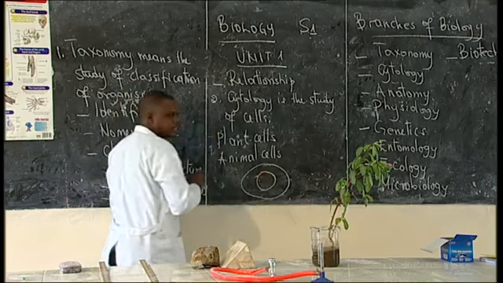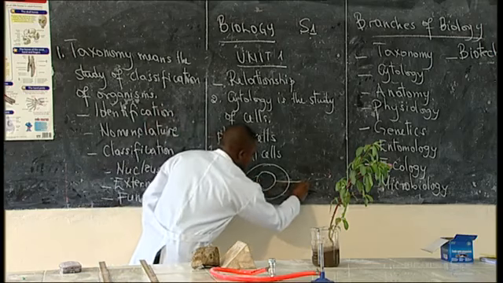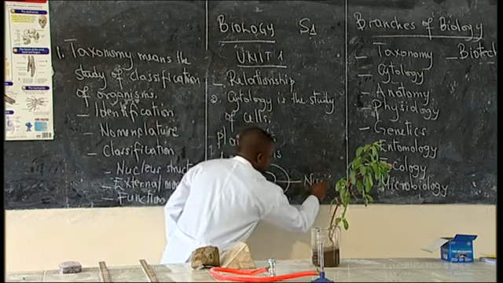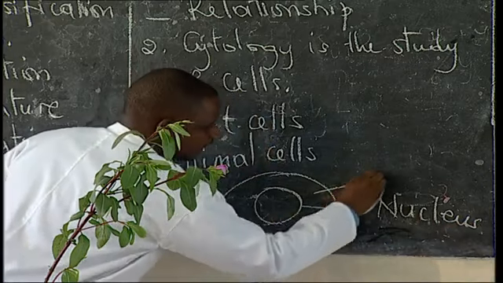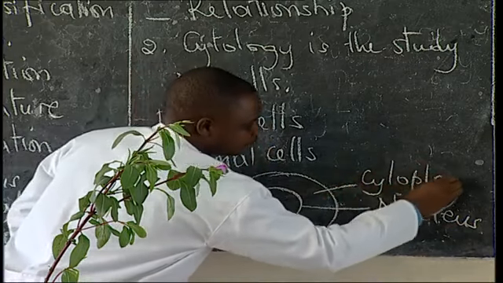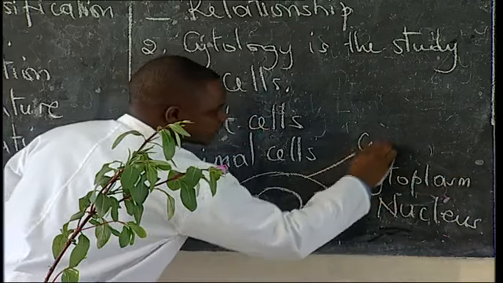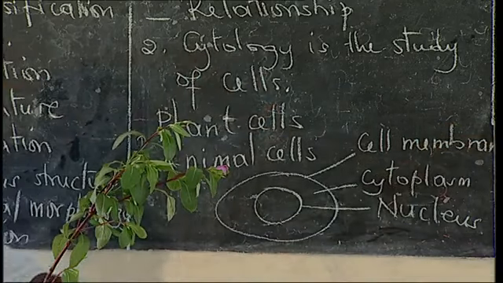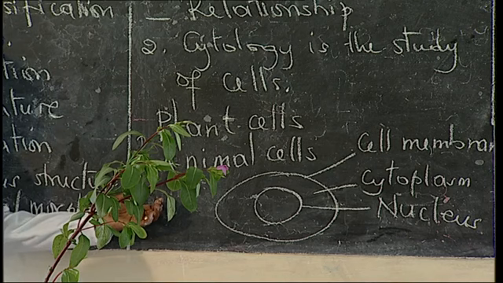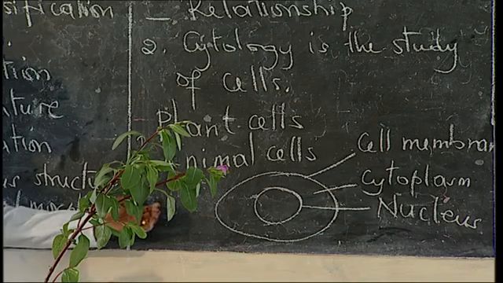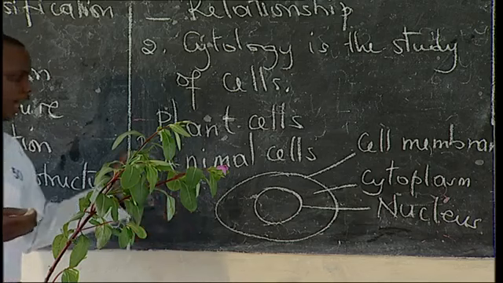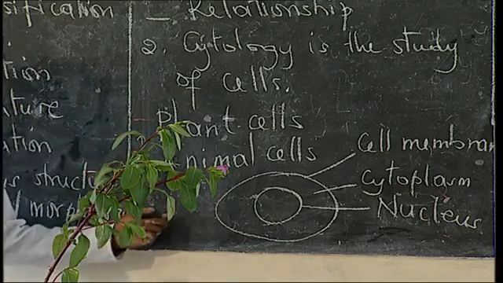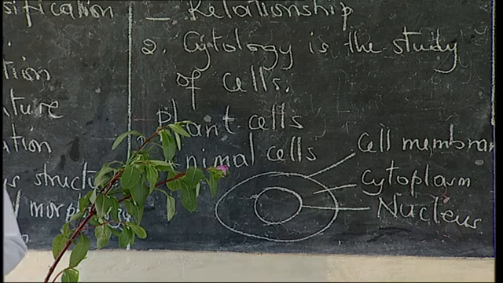This cell has the internal part. This one, we call it nucleus. This one is cytoplasm. Then this one is the cell membrane. So here we check about the structure of the animal cell. So cytologists are people who study cells, who can see the structure of the cell and functions of those structures.